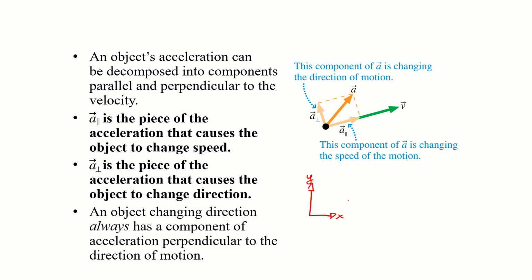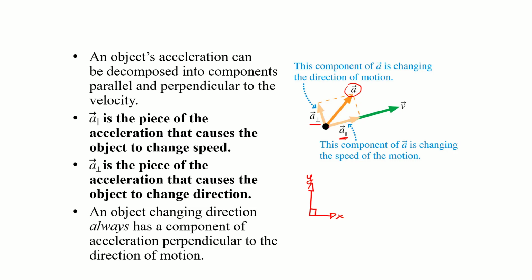we can choose any coordinate system we want. But we want them to be at a 90-degree angle. And if they are, then we can do our components like we did in the previous lecture. But if we align one of those directions, call it parallel, along the same direction that the velocity is in, then that acceleration vector, the total acceleration vector, would have two components.